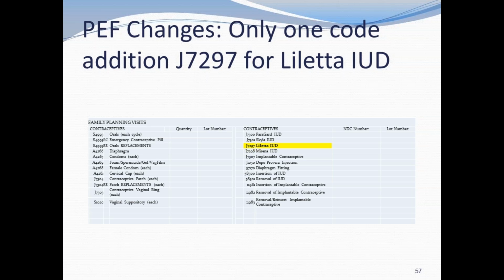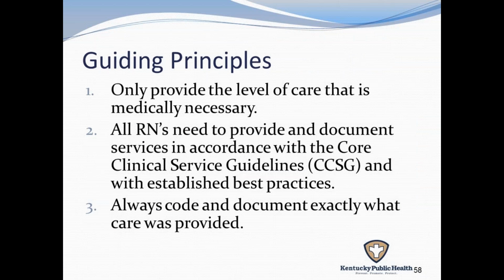Now, I actually told you at the beginning that I had one change that we have added to the PEF, and I'm not sure if it's on the website yet or not, but I'm hoping that it will be soon. We actually added the J7297, which is the Liletta IUD. Joy Hoskins actually told me about this. We have added that to the PEF so that if you're using this, you can actually code this now. So it has been added on there just in case you needed it. And like I said, there's a whole lot of information on this PEF, but that's the main change that I did for this year.